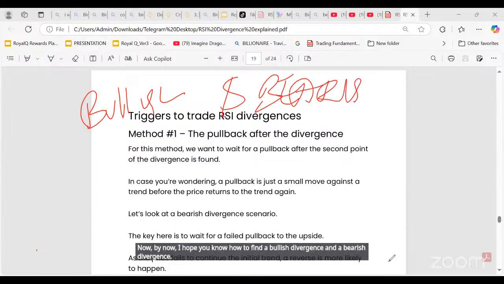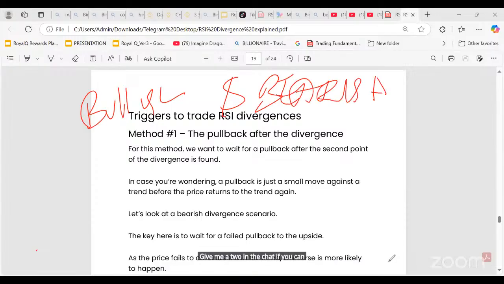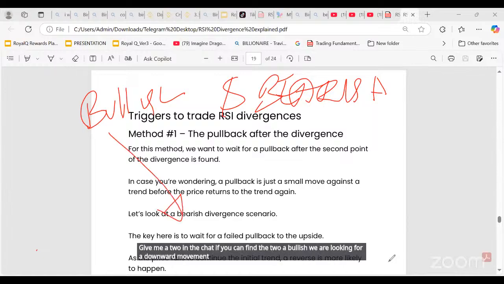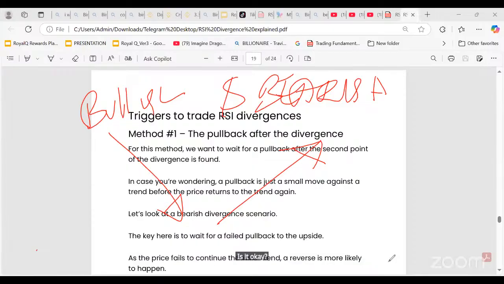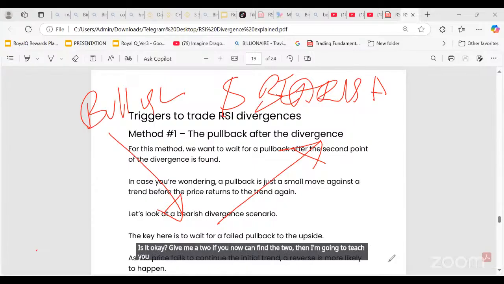By now, I hope you know how to find a bullish divergence and a bearish divergence. Give me a 2 in the chat if you can find the 2. For a bullish, we are looking for a downward movement. For a bearish, we are looking for an upward movement. Then I'm going to teach you how to make entries and exits.